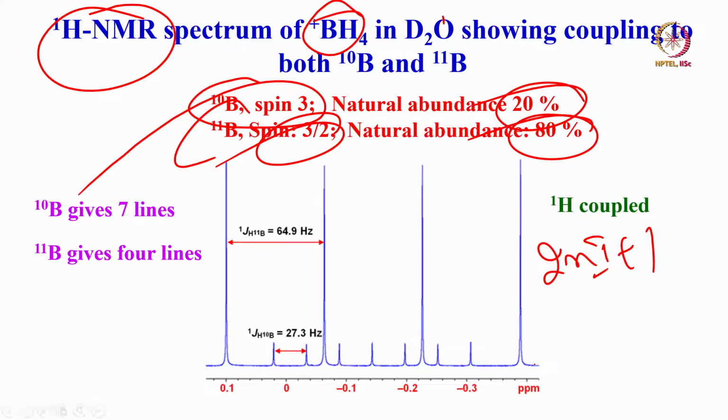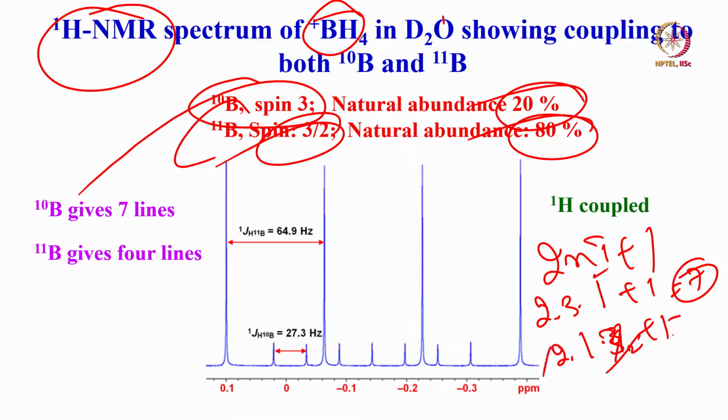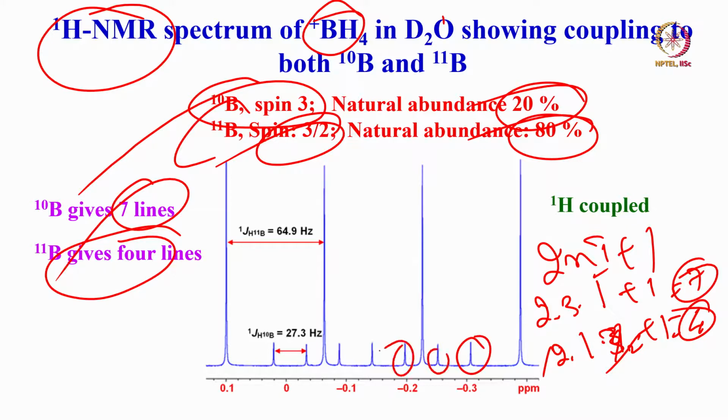In the case of boron 10, spin is 3, 2 into 1 into spin 3, there is only 1 boron, plus 1, 7 peaks you get. In the case of boron 11, 2 into 1 into spin 3 by 2, plus 1. So how many peaks do you get? You get 4 peaks. So boron 11 gives you 4 peaks, boron 10 gives you 7 peaks because of different spins. Boron 10 has spin 3, you get 7 peaks. You will see 1, 2, 3, 4, 5, 6, 7. 7 peaks you see. Easily you can say they are from boron 10 because of the multiplicity.